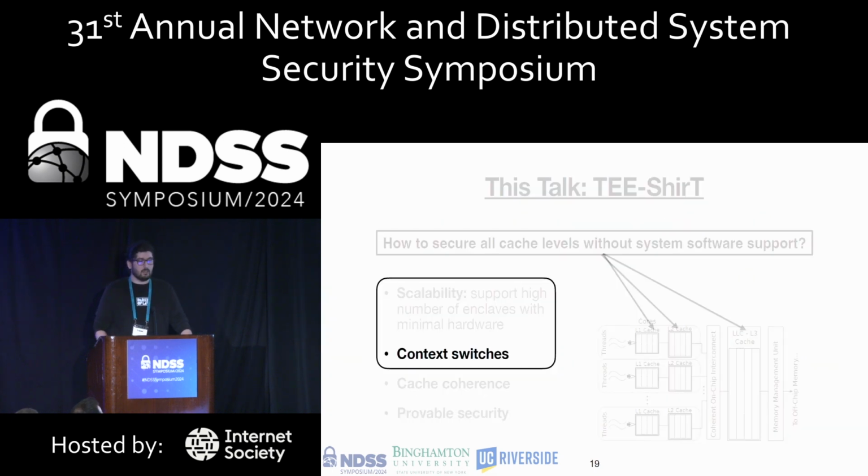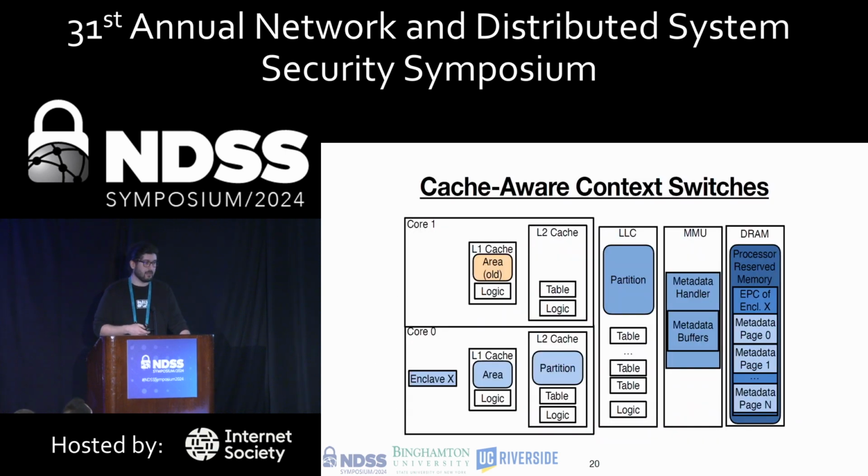Our next topic is context switches. How do we implement context switches, and why is it a problem in the first place? To see how context switches cause correctness issues, let's consider this case where an enclave X, which has its own area and partition in private caches, gets scheduled across cores. As you can see, the partition and the area that is correlated to this enclave lingers on the old core. So how do we handle this?